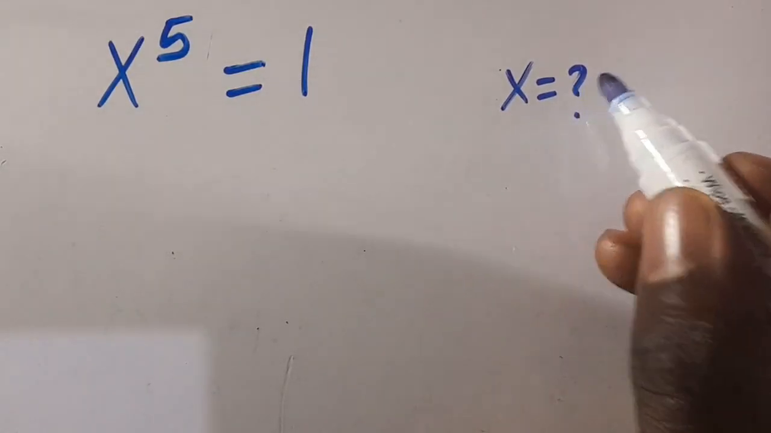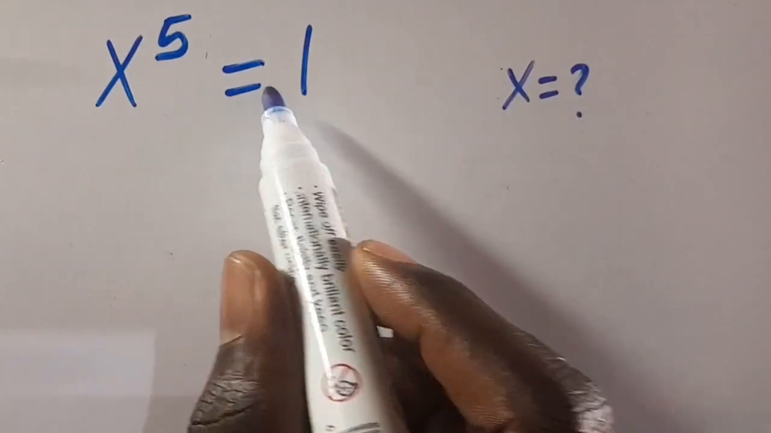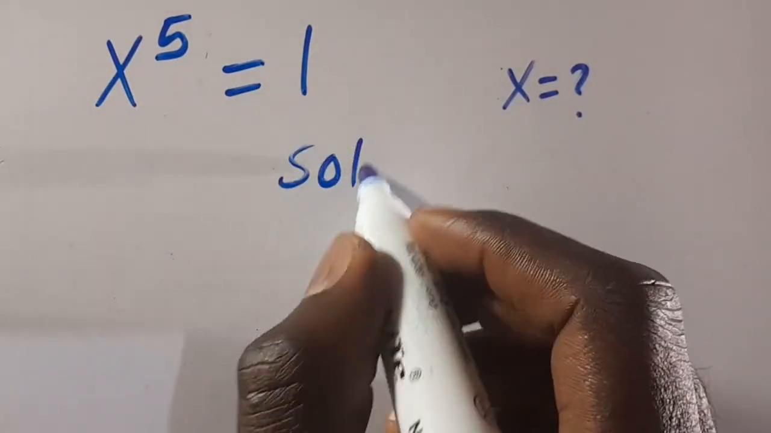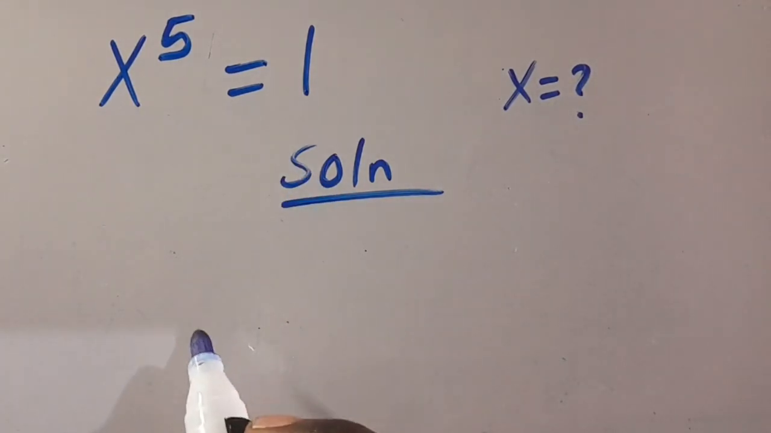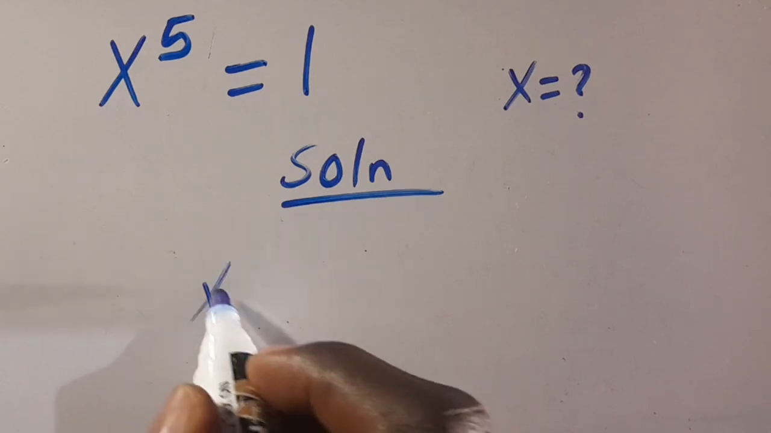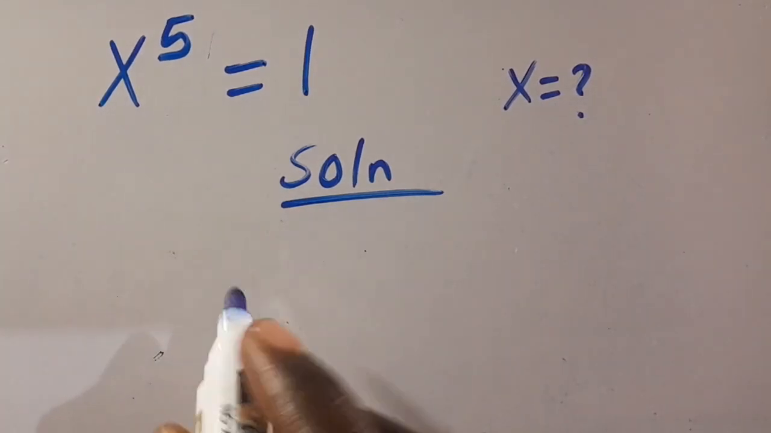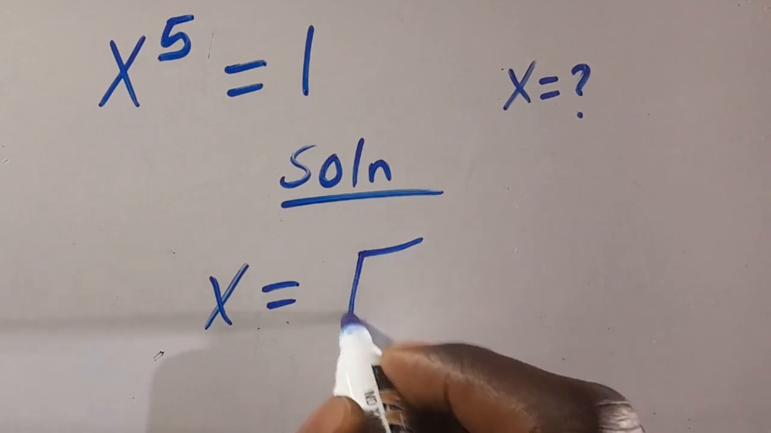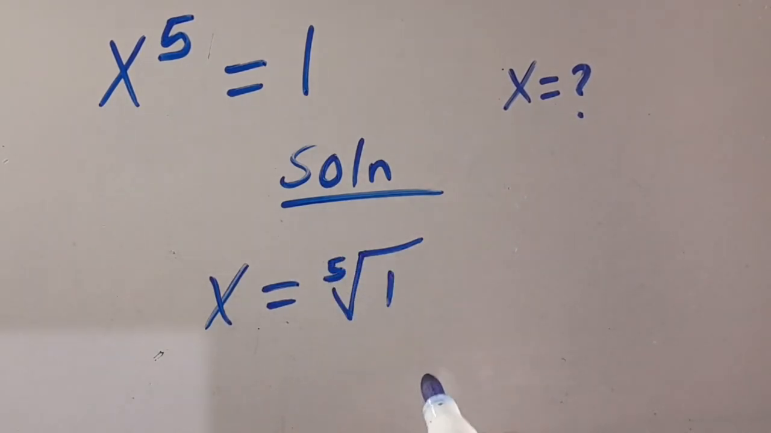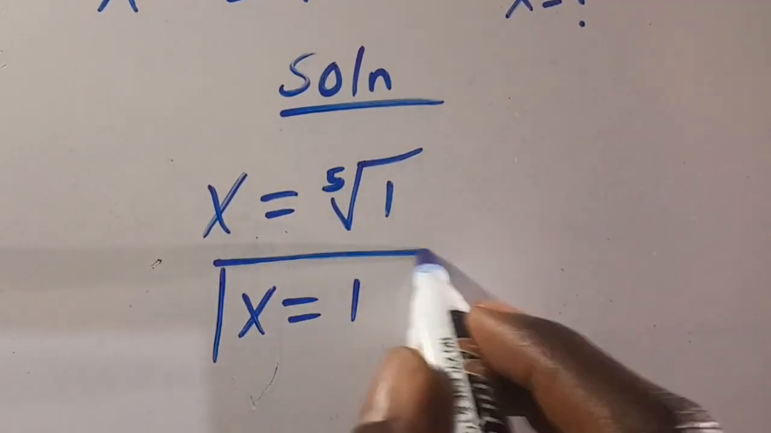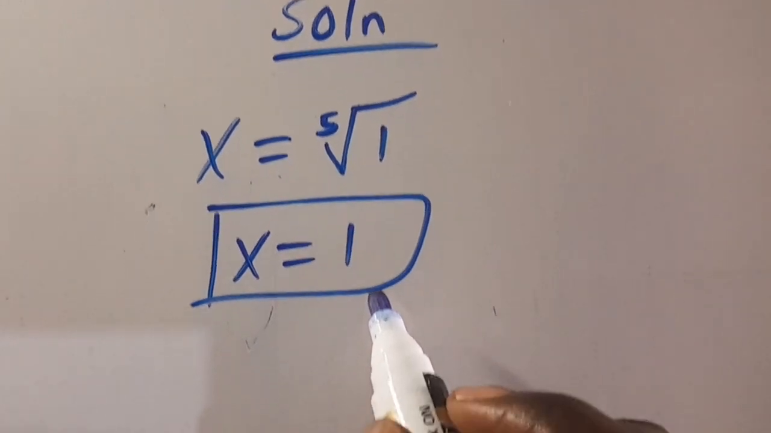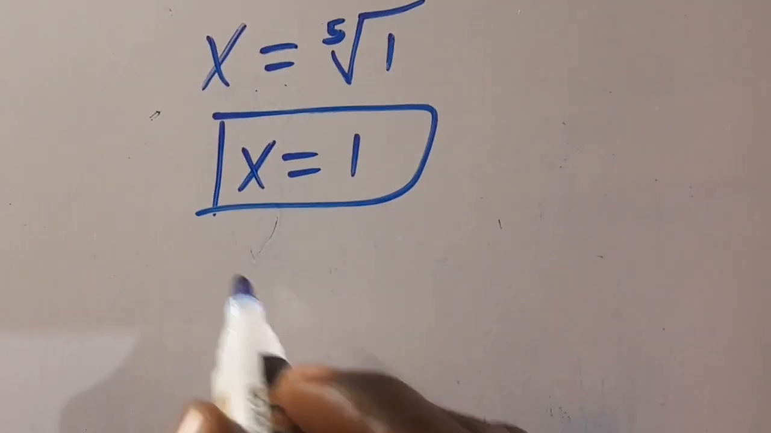Hi, what is the value of x given that x to the power of 5 equals 1? So let's have it to the solution. From here, it is obvious that we can have x to be equal to the fifth root of 1, and this implies we have x equals 1. But let's also find the other complex solutions.